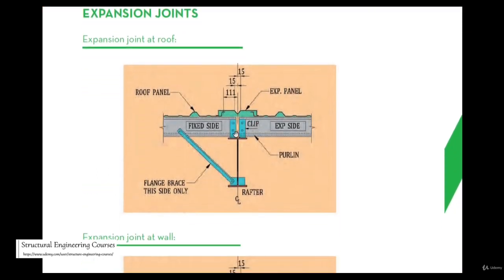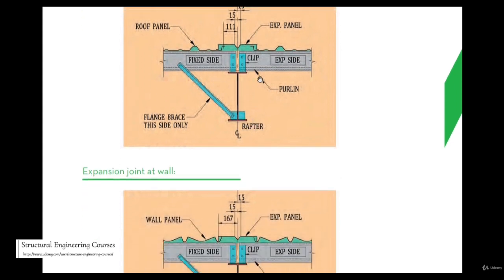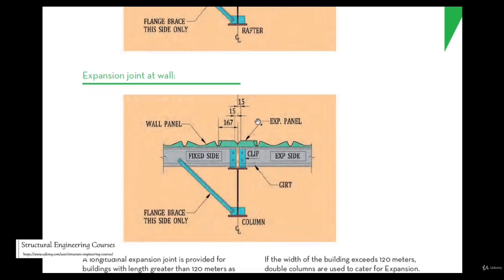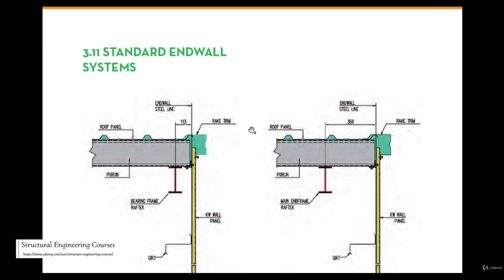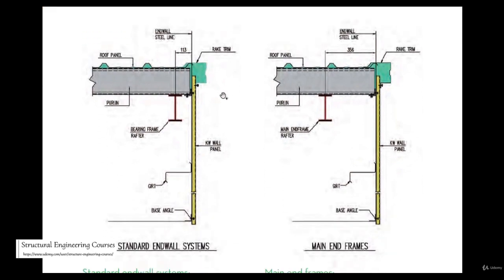This is an arrangement of how we can make the expansion joint at the roof, and they assign this separate expansion panel on the top here. This is for the expansion joint at the wall. This is the standard end wall system arrangement here.